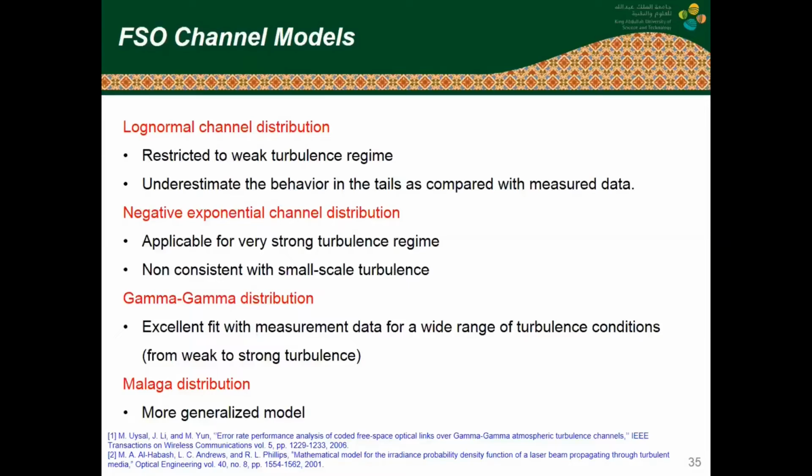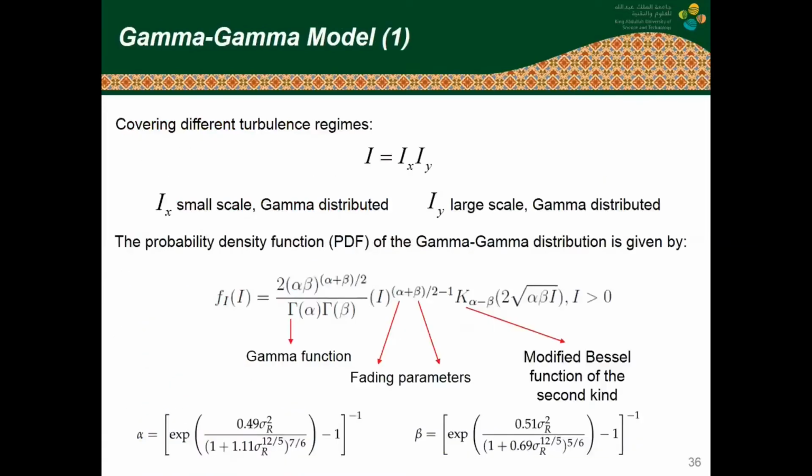And then if you want a little bit more degrees of freedom, you may want to go with the double gamma distribution or Malaga distribution, which are more generalized models that can offer more parameters and in a way more degrees of freedom to fit the turbulence data. So let us focus on one of the classical models, the gamma-gamma model.